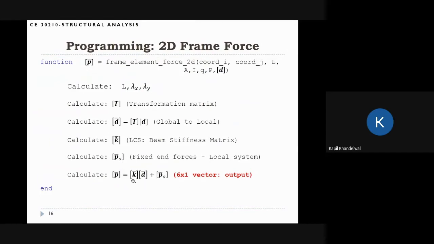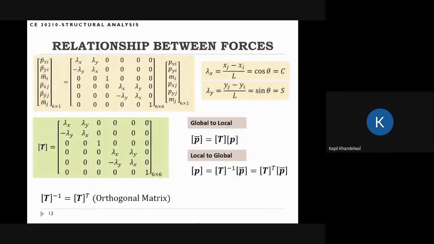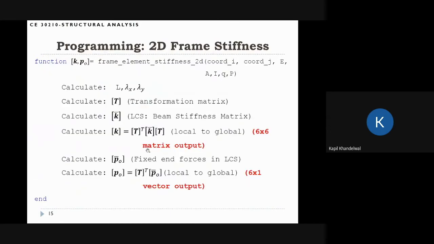So p bar is k bar d bar plus po bar, and po bar is the fixed end forces in the local system. So you have to again recalculate them. And this will be the output p bar, and this should be a 6x1 vector. Okay, so 6x1 vector means you're outputting these 6 numbers: pxi, pyi, mi, pxj, pyj, mj. So you have all these numbers here. So if you create these two functions, then you will be able to use the Matlab code for 2D frames.